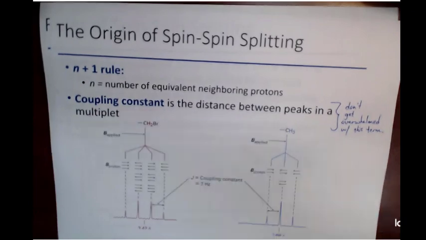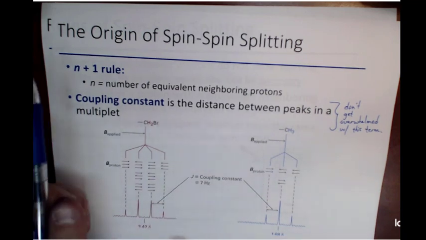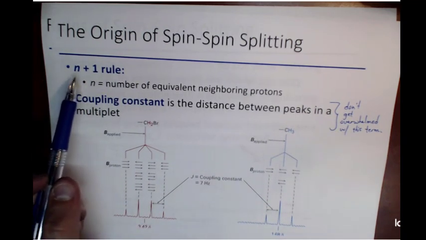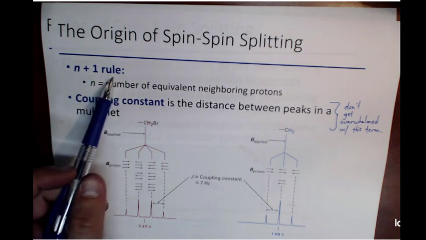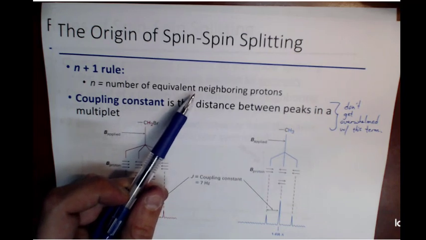Now, where do these splitting patterns arise from? Well, the hydrogens that give us these signals, they're going to give us splitting based off of how many neighbors they have. So we're going to be using what's called the N+1 rule. Okay, so N is the number of equivalent neighbors that a given hydrogen would have.